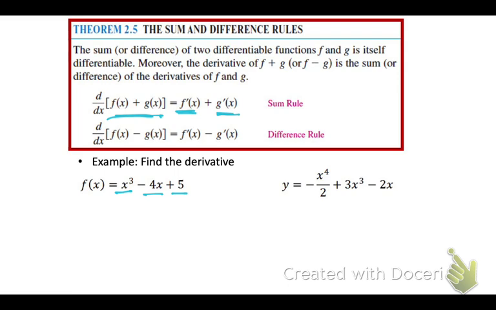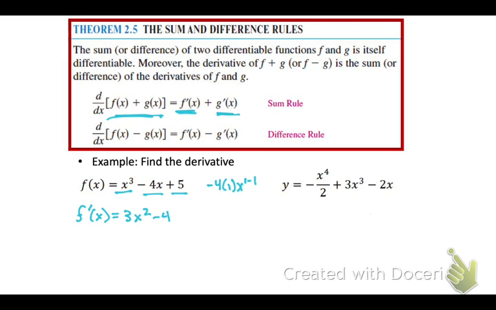So what's the derivative of x cubed? 3x squared. What's the derivative of -4x? Well, it'd be -4 times x to the 1 minus 1. So it'd just be -4. And what's the derivative of any constant? 0. So there's your answer. It's 3x squared minus 4. Okay.